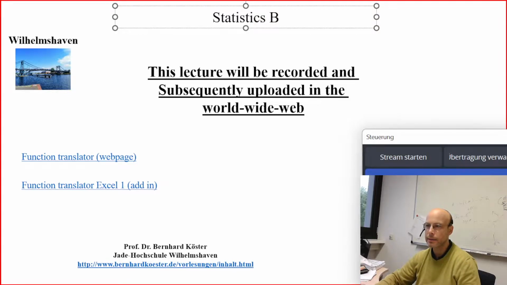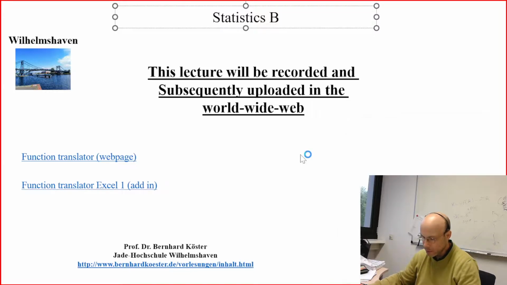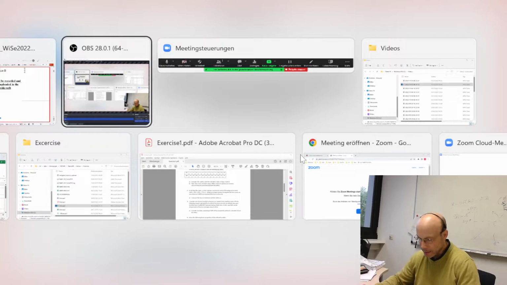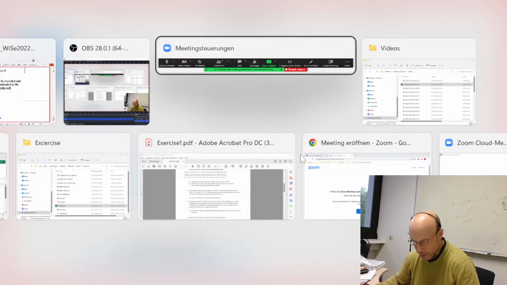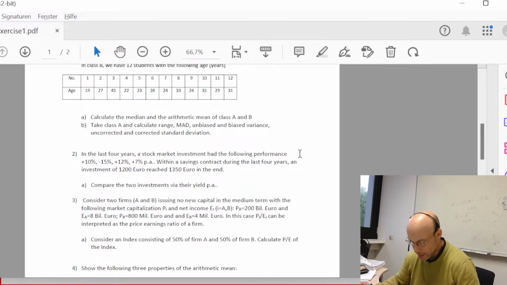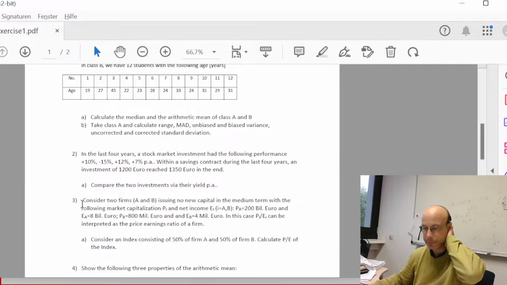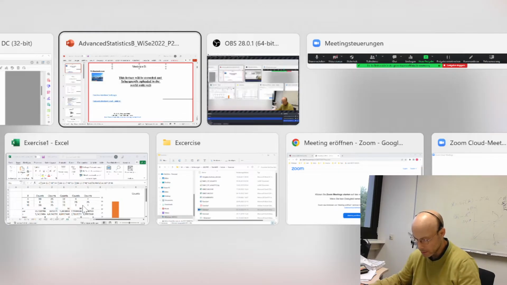And last time we started with our exercises, some revision on statistics, which you have learned in your first semesters, and we will go on with this. I think we had already gone until task 3, am I right? I think so.